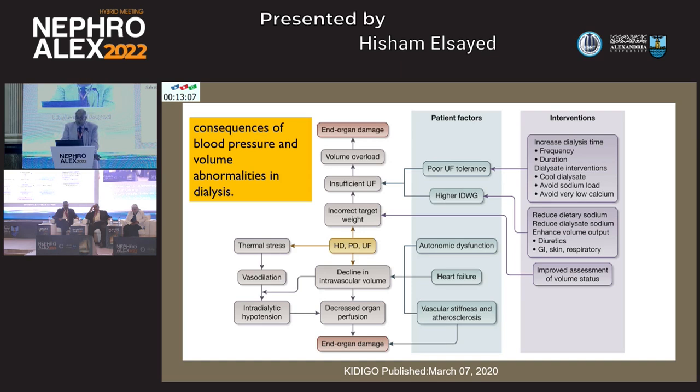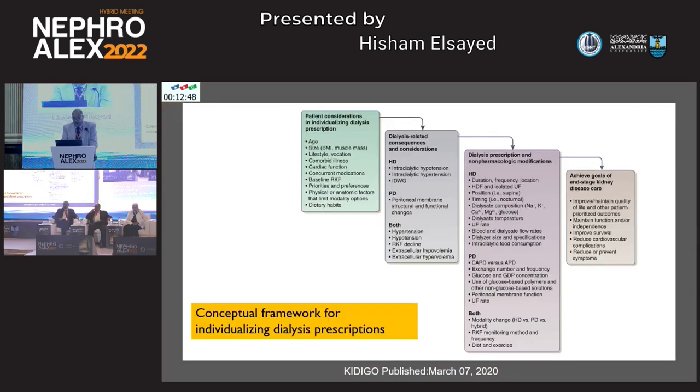Ultrafiltration tolerance, higher intradialytic weight gain, autonomic dysfunction, heart failure, vascular stiffness, and atherosclerosis. And we have to move to the intervention according to the patient-related factors. We can move to more prolonged dialysis or hemodiafiltration. We can induce that by many factors.